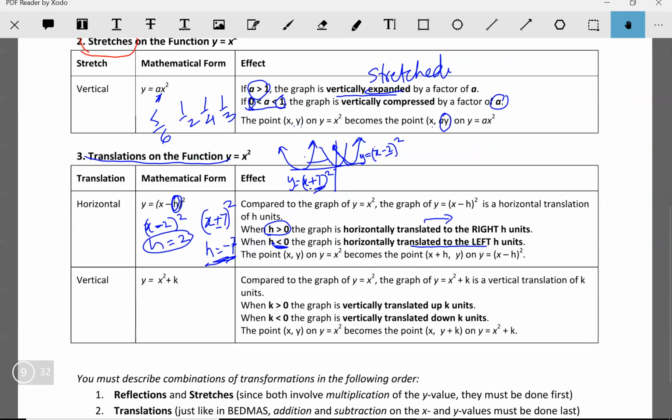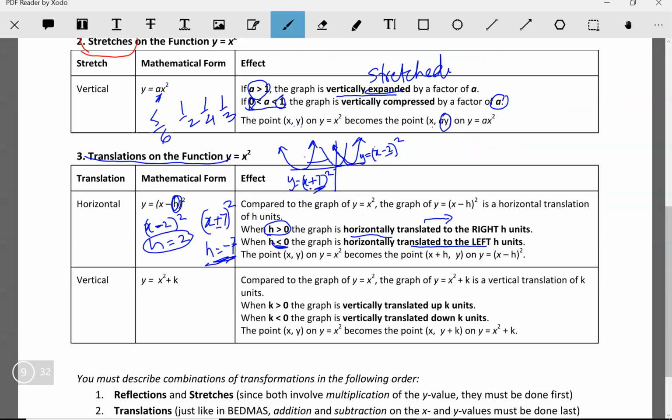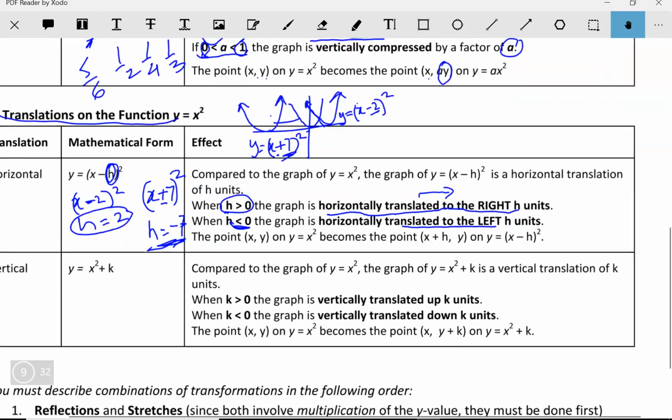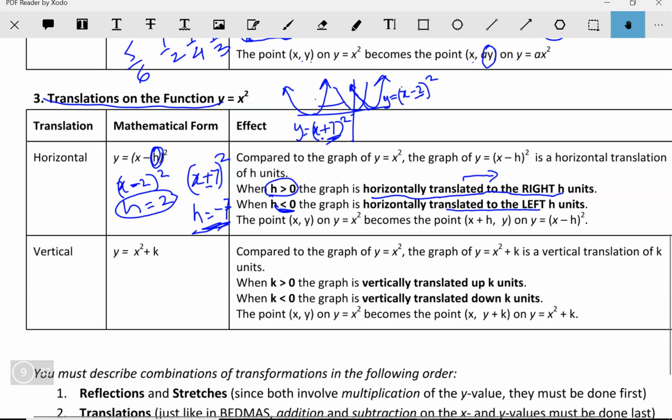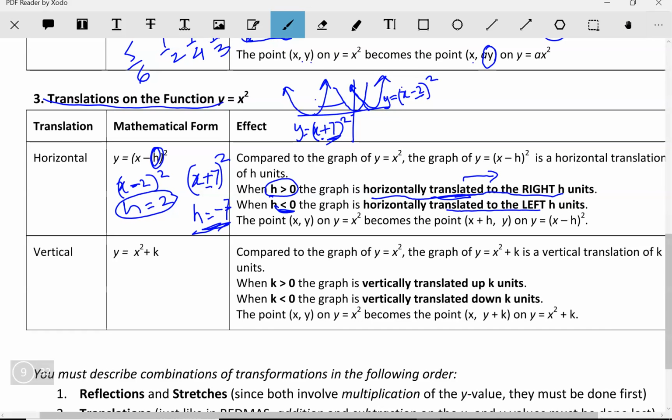But again, the technical term here is horizontally translated to the right or horizontally translated to the left. Again, very important to remember this terminology and make sure that you're using it whenever you answer questions. And the easiest one is a vertical translation. Again, note that this is a translation. Translation is like a shift. You're just moving things up, down, left, right without changing the size of it.